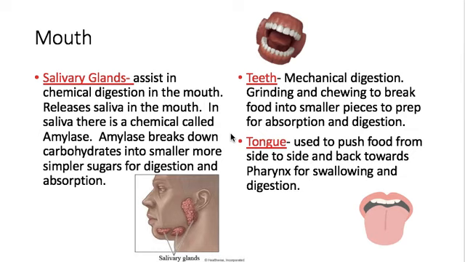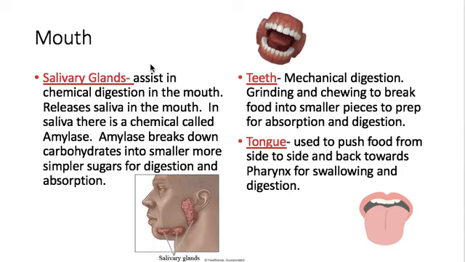Guys, second video here. We're looking at the organs of the upper GI tract in our digestive system. So you've watched the video where Blakely told you about her teeth and her tongue and her mouth. Some of the key parts in your mouth are the saliva glands, or the salivary glands. The main purpose of the salivary glands is to assist in chemical digestion in the mouth.